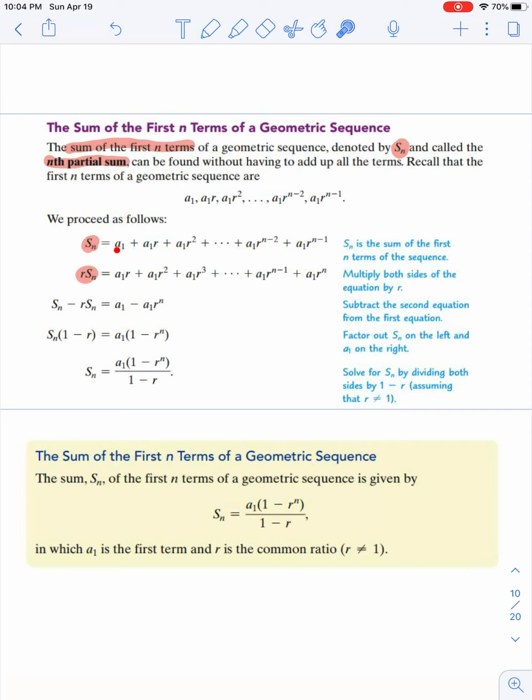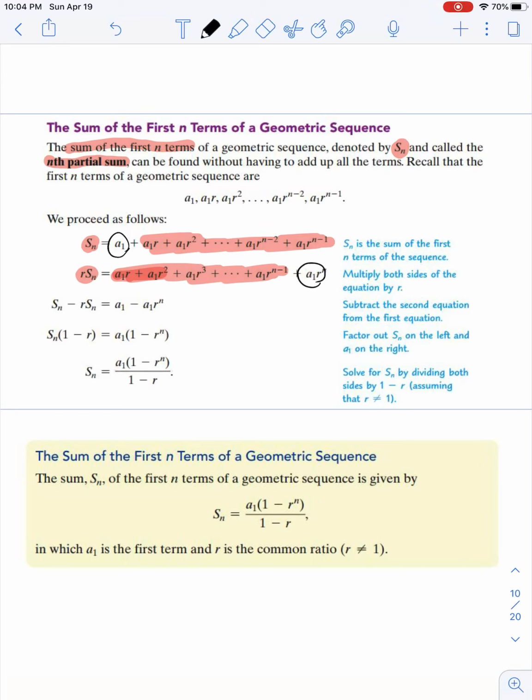If we take s of n, we have a sub 1 times r all the way to a sub 1 times r to the power of n minus 1. When we do this next part, r times s of n, this is what's kind of interesting. What you guys are going to start to see is this entire portion from here to here is actually going to be this entire portion right here. So all of these terms are actually going to be shared. So if we end up subtracting them, what's going to be left over is these two terms here.